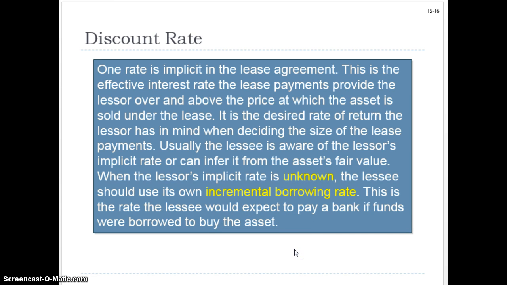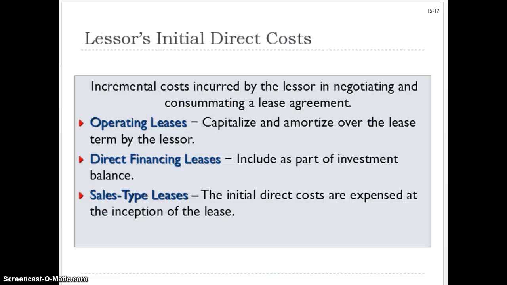So if they went to the bank and found out they would have to pay 10% interest on funds, then that's going to be the borrowing rate, the percentage that they use in order to do the calculations on their books. What do you do with direct costs?